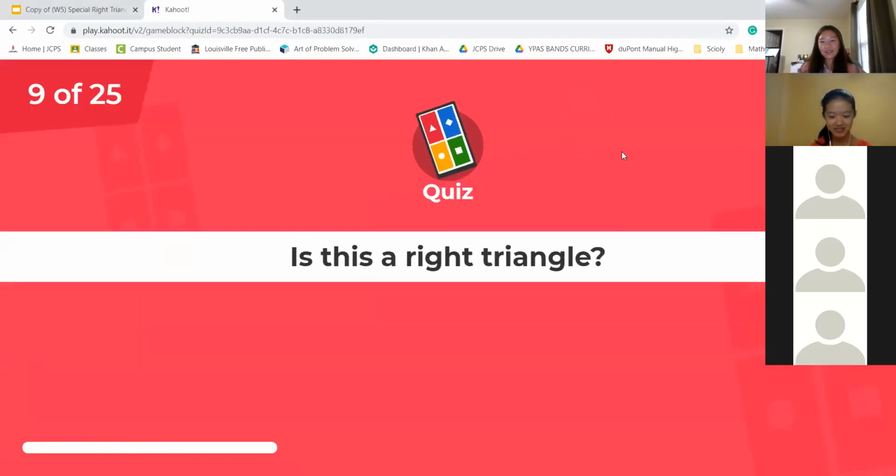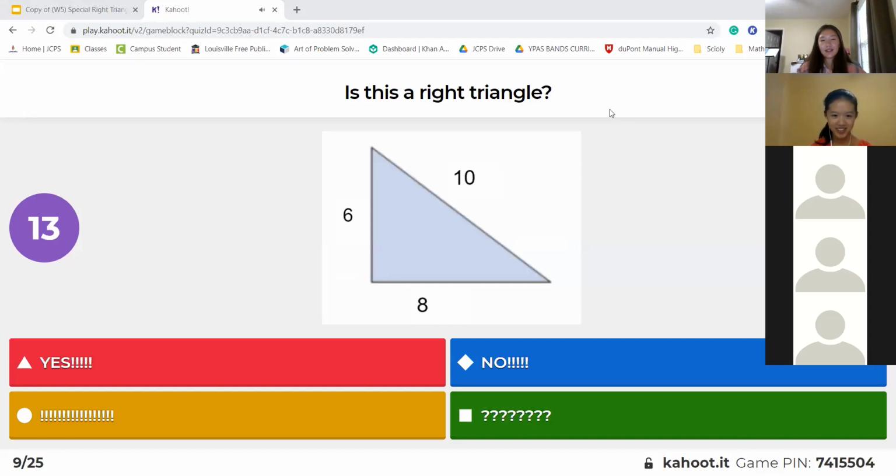Is this a right triangle? Uh-oh. We can't see the question. Oh, it says 6, 8, 10. Oh, there we go. Every time it freezes, one of us needs to yell that we can't see the question, because the moment we say that, it's going to change.